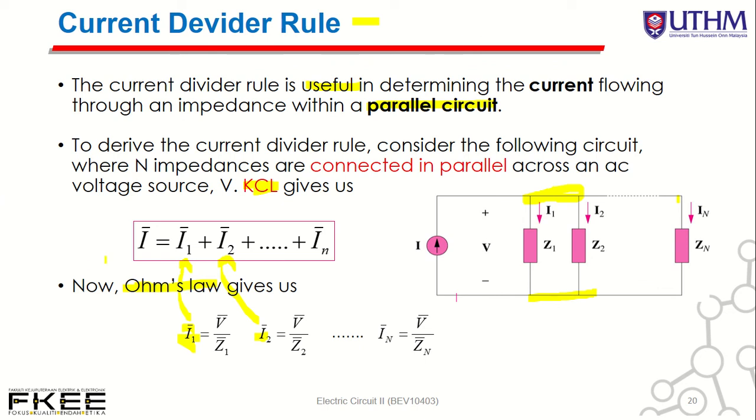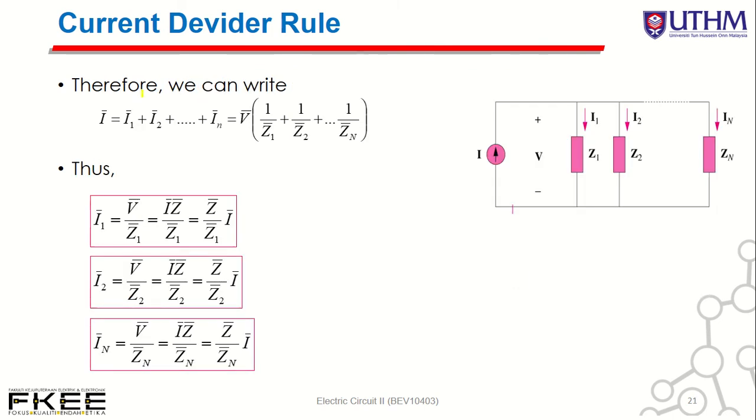Okay, so by solving this equation I equal to I1 plus I2 plus until IN, so we can write V equal to, because I1 equal to V over Z1, I2 equal to V over Z2, we can factorize for V equal to, in bracket, 1 over Z1 plus 1 over Z2 plus 1 over Zn. So, in order to determine current I1, how to determine I1?